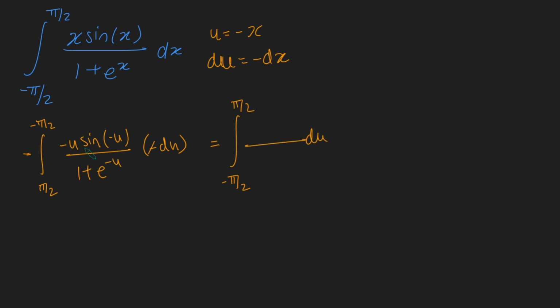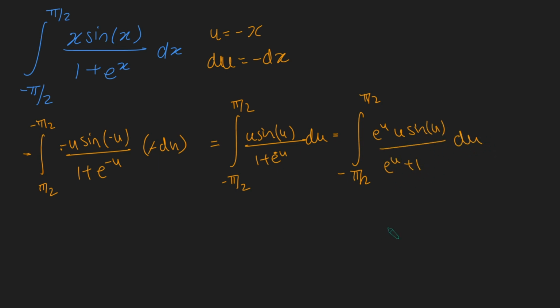And I'm going to use the fact that sine is an odd function, so I can bring this minus sign out, and then it's going to cancel with that one there. And so we're just going to get u sine u over 1 plus e to the u du. Now, e to the minus u, sorry, on the bottom. I'm going to multiply top and bottom by e to the u, and this integral here becomes the integral from minus pi over 2 to pi over 2 of e to the u sine u, all over e to the u plus 1 du.